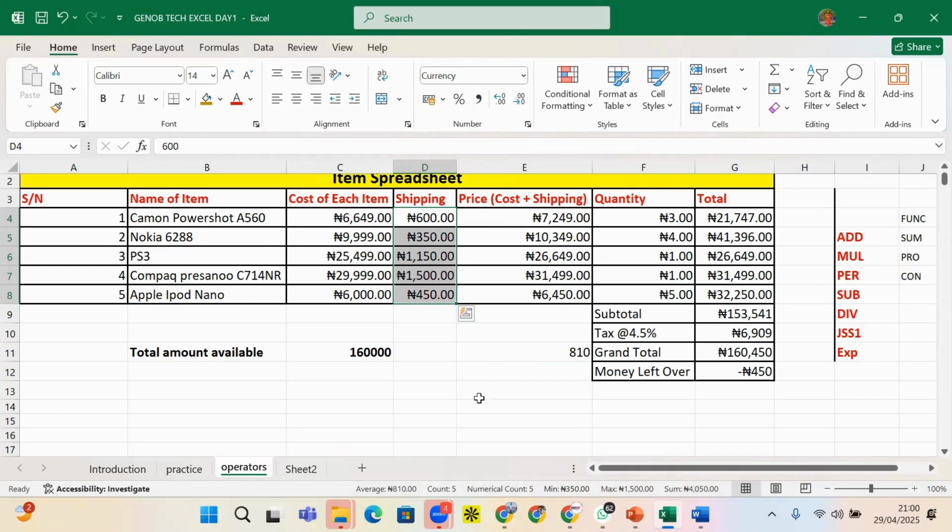Okay, so what you see here are the aggregator functions. It will show you the average, the count, the numerical count, the minimum, the maximum, and the sum. What does it help us to do? I don't know if you are familiar with standard deviation.